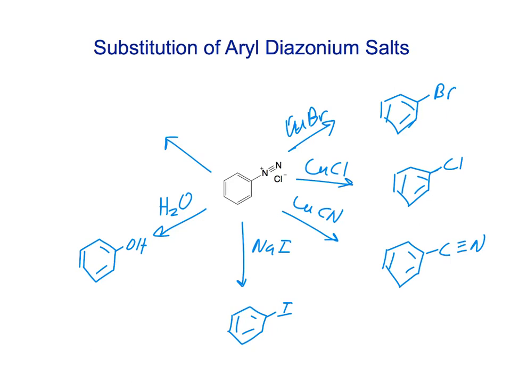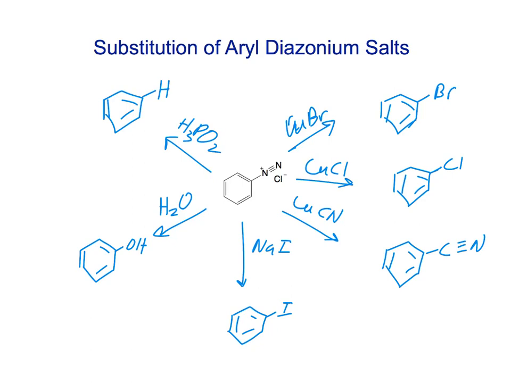The last one is we can use hypophosphorus acid, if I got that right. And this seems kind of dumb in the first place, but I'll show you an application in just a second. This essentially just replaces the diazonium, the nitrogen, with a hydrogen.